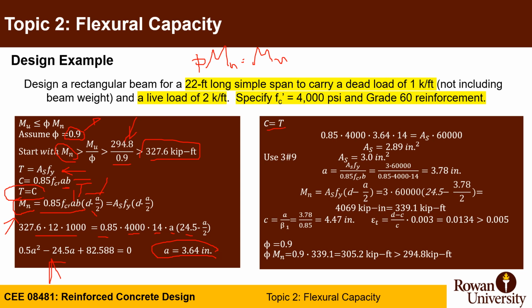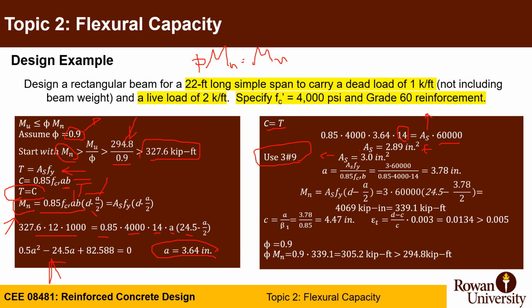Now you can calculate the value C, because now you got the A value, and from C equals T, the C part of the equation is 0.85 times 4,000 times A, which is 3.64, times 14, and that equals As, which is unknown because you don't know As yet, times 60,000 psi of yielding of steel. If you solve this equation, As would be 2.89 square inches. We can use here 3 number 9 bars, because the number 9 area is 1 square inch, times 3 gives you 3 square inches, which is more than As.